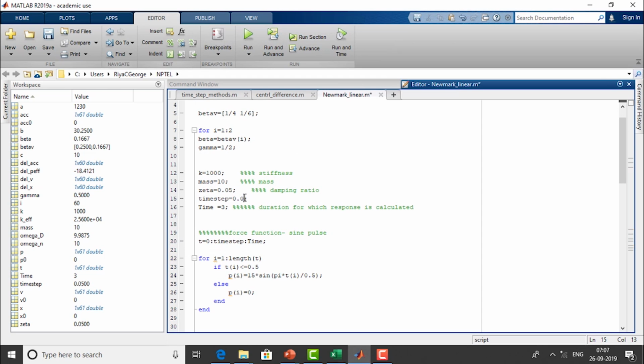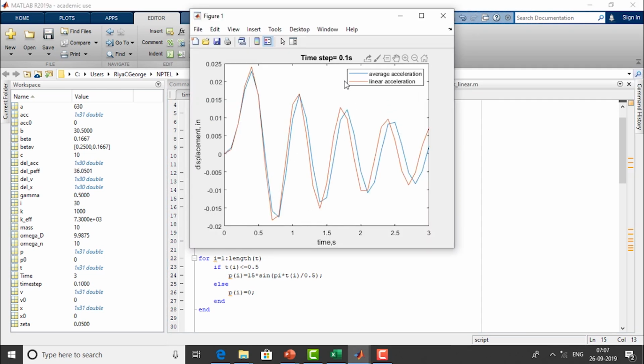So let's say for 0.1 seconds. When the time step is 0.1 seconds, this difference is even more. So both the methods vary significantly. Here also, as the time increases, the difference becomes evident.